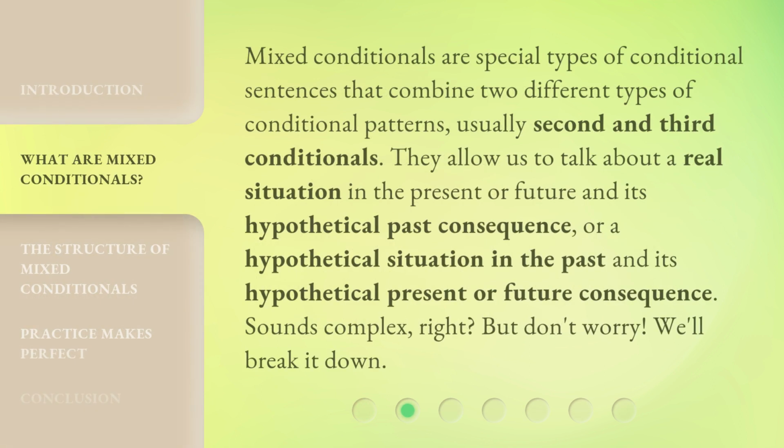Mixed conditionals are special types of conditional sentences that combine two different types of conditional patterns, usually second and third conditionals. They allow us to talk about a real situation in the present or future and its hypothetical past consequence, or a hypothetical situation in the past and its hypothetical present or future consequence. Sounds complex, right? But don't worry, we'll break it down.